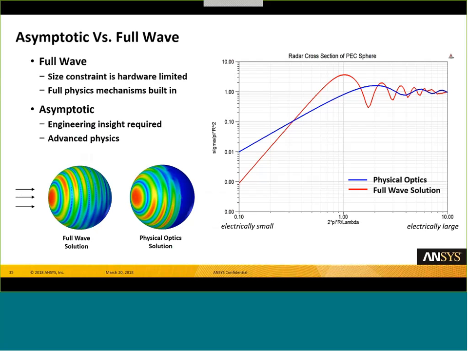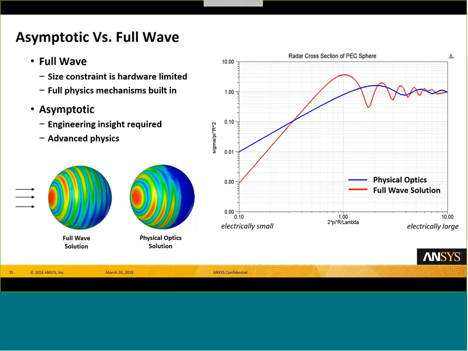So why not use SBR+ all the time? And the answer is because it really comes with handling conditions. So when deciding between using asymptotics in general and full wave techniques, you really have to ask yourself two questions. The first question is, are the dominant physics mechanisms properly represented in the asymptotic solver? And the second question is, does the model meet that electrically large criteria? And there's a really good example that sort of demonstrates both of these points just by considering a metallic sphere that's illuminated by a plane wave.